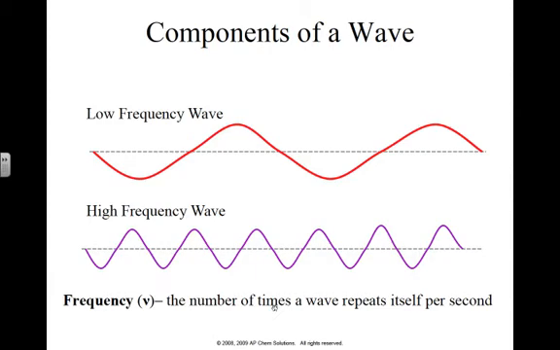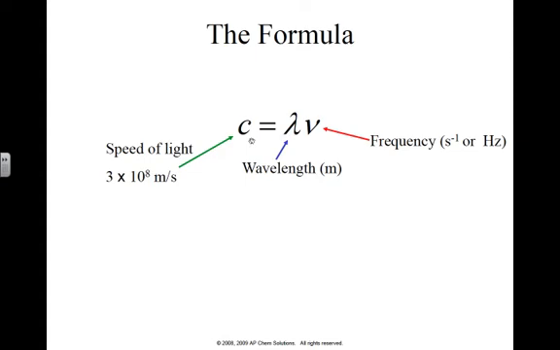Frequency is the number of times a wave repeats itself per second. What I always like to say is if this was ocean waves, how often would they hit the shore? This is going to hit very often, so it's got a high frequency. This one's not so much. The larger the wavelength, the less frequently it hits.